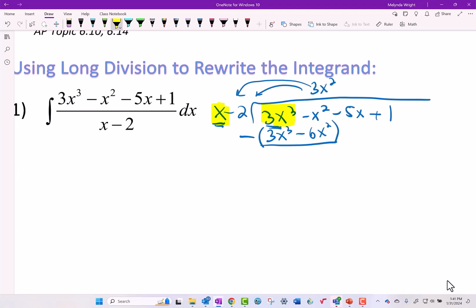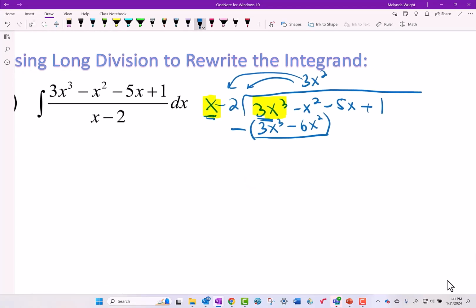All right, so now we go on our next go round. I've got to subtract. So 3x cubed minus 3x cubed, that goes away. So negative x squared minus a minus 6 would be plus 6. Negative x squared plus 6 would give me a 5x squared, and then I bring down the next term. Now we go again. This time we're going to see how many times will x go into 5x squared.